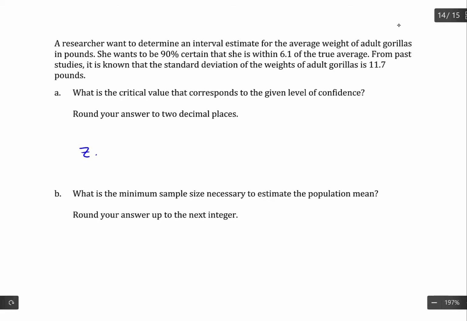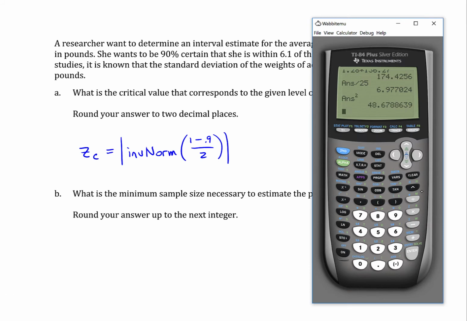All right, so to come up with a critical value based off of a level of confidence, we do the absolute value of the inverse norm of 1 minus that level of confidence divided by 2. So in this case, my level of confidence is 0.9, so I'll just go ahead and plug that in. Okay, so if I take 1 minus 0.9 divided by 2, that gives me 0.05.